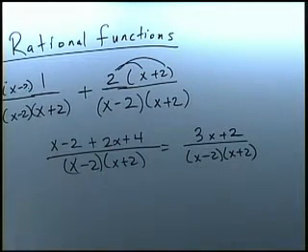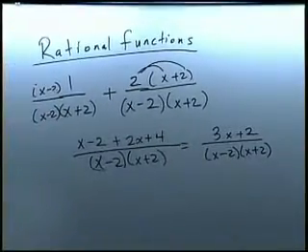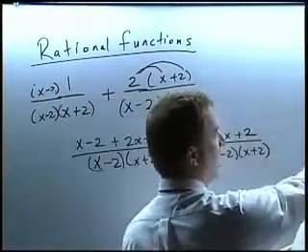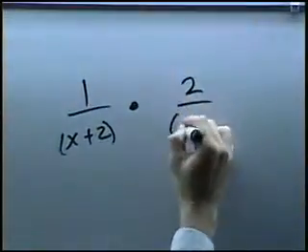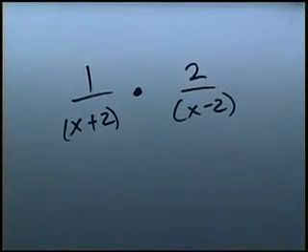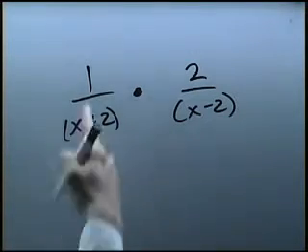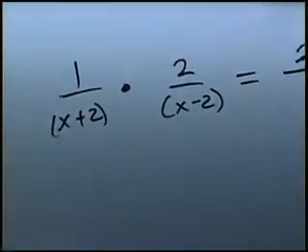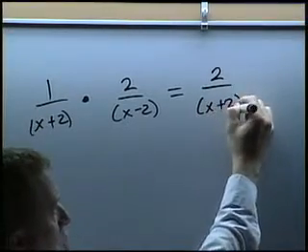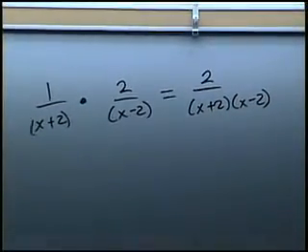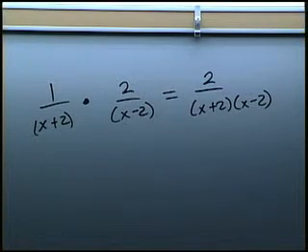Now, let's contrast that with what if I had you multiply these together? What if we were taking 1 over x plus 2 times 2 over x minus 2? Just multiply across. This is the much easier one than the addition, sure. All we need to do is multiply the numerators together to get a 2, and multiply the denominators together to get x plus 2 times x minus 2. This is your answer, you're finished. So multiplication is very simple. We just multiply straight across.